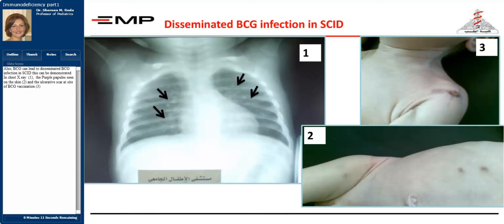Of course, dissemination can occur in the liver, in the bone, in other sites, so this is a very serious side effect or complication of BCG infection.